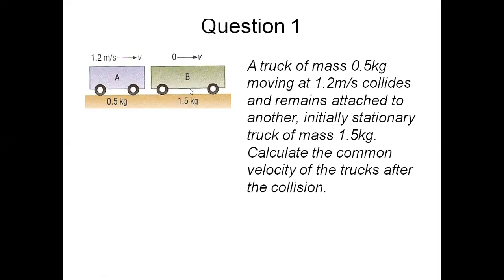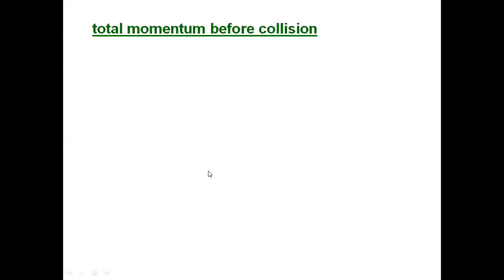Okay, so the heavy truck, that is B, is at rest in the beginning and this truck is colliding, and they remain attached to each other. So what will be the common velocity? Let us see what is to be done. Total momentum before collision, let us check. Body B has zero momentum. Why does it have zero momentum? Because it is at rest in the beginning.